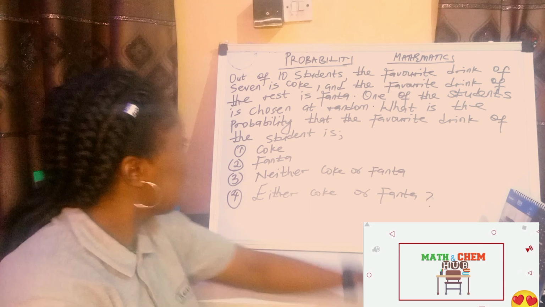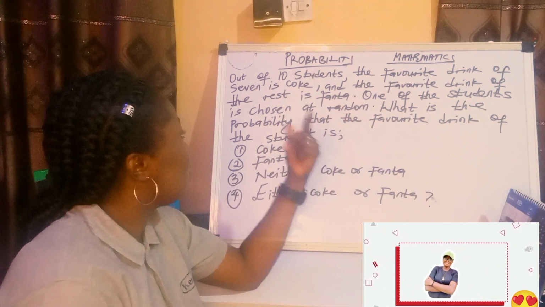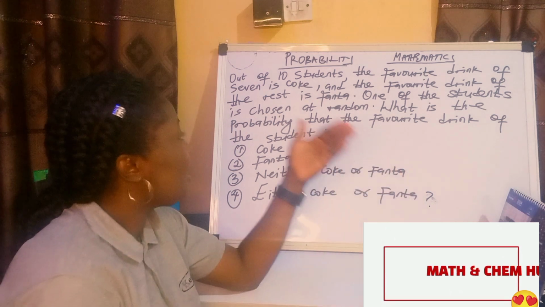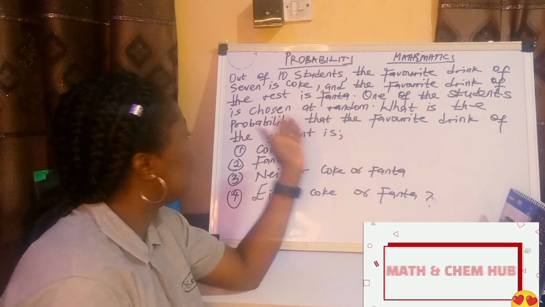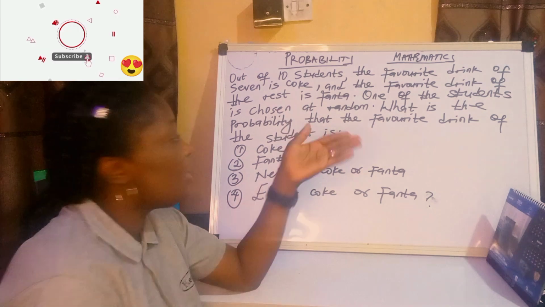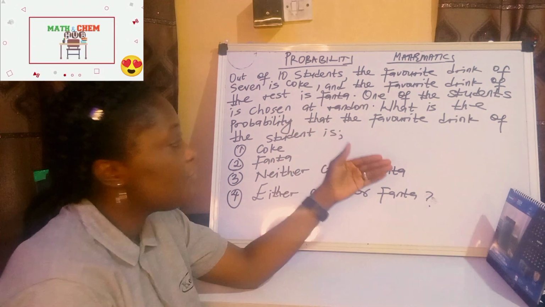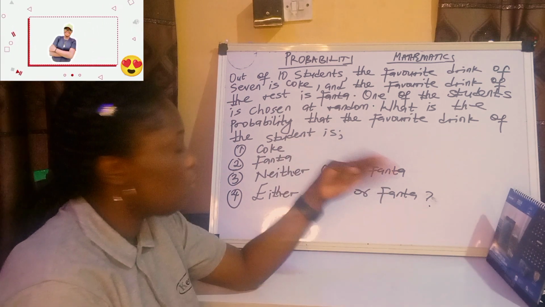Let me read it out. Out of 10 students, the favorite drink of 7 is Coke, and the favorite drink of the rest is Fanta. One of the students is chosen at random. What is the probability that the favorite drink of the student is Coke?